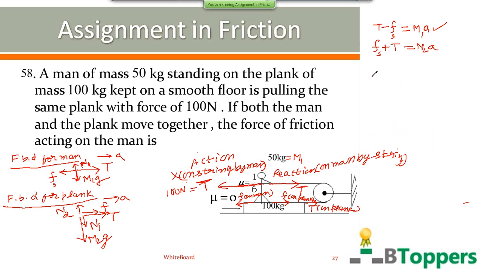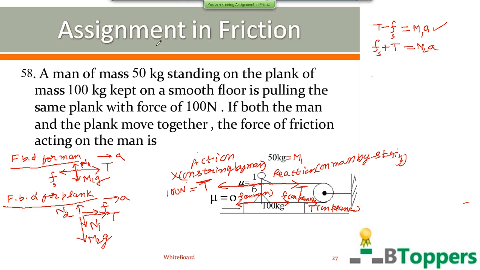So even though I have completed the discussion of question number 58, I want to do some further discussion about this question, even though we have completed the solution, because sometimes you may be asked what is the maximum horizontal force with which a man can pull the string so that both the plank and the man move together, or what is the maximum common acceleration with which they can move together so that the man does not slip on the plank.